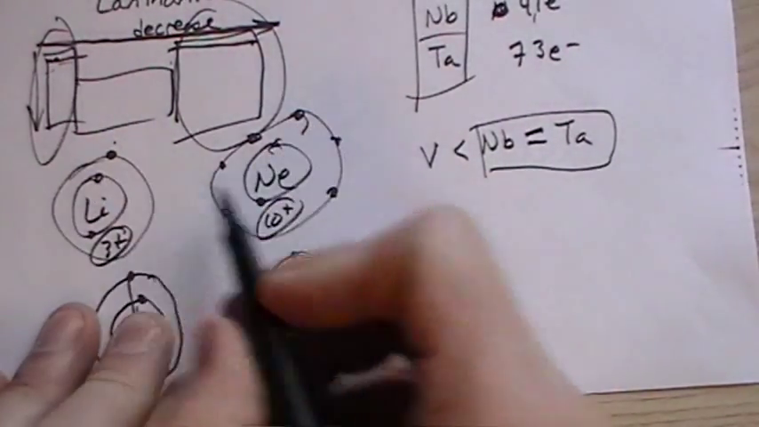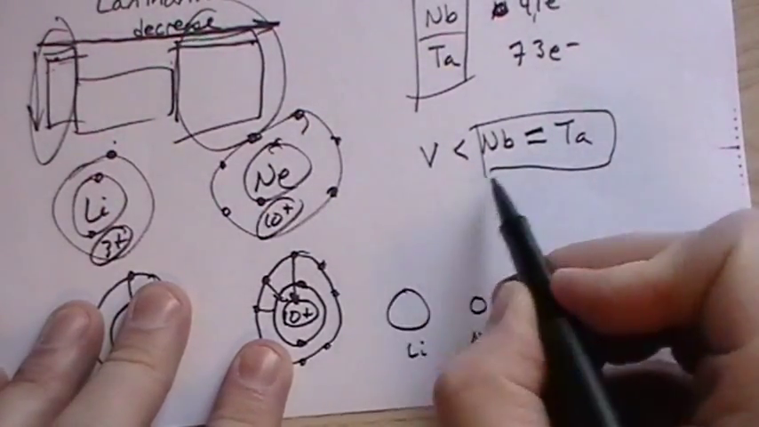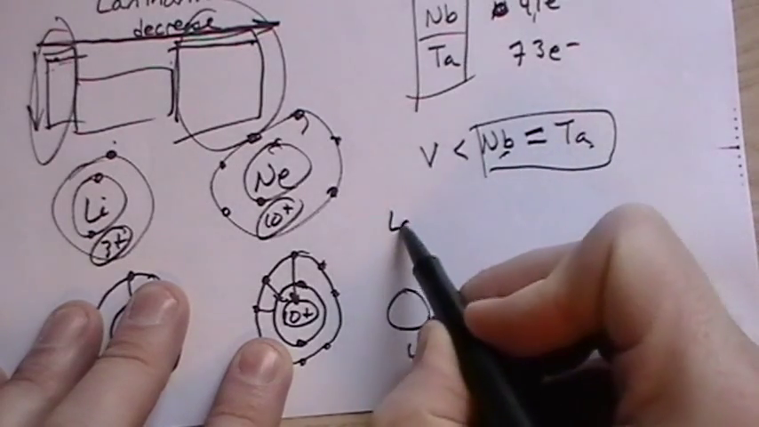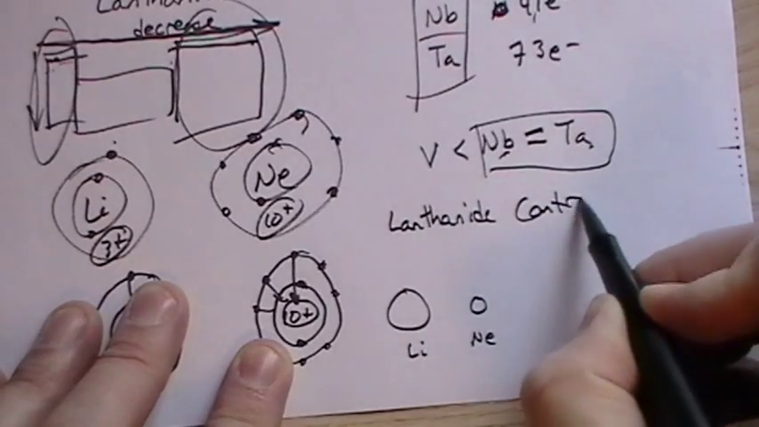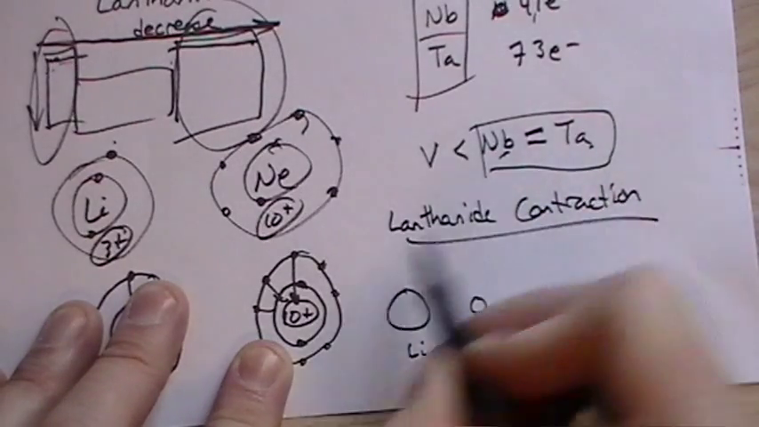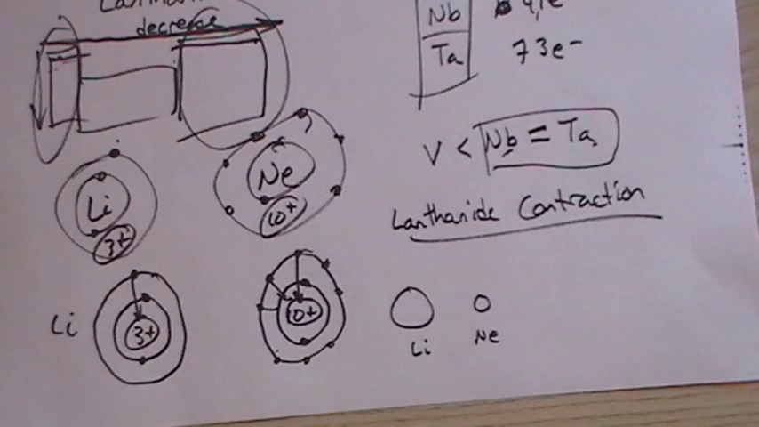So, harder to draw here, but what's causing these guys to be the exact same size is called lanthanide contraction. And that's the answer. If you're asked why it is that niobium and tantalum are the same size, lanthanide contraction. What's happening is that these electrons are being added into the same level, but the nuclear charge gets larger and larger, so the atoms get smaller.